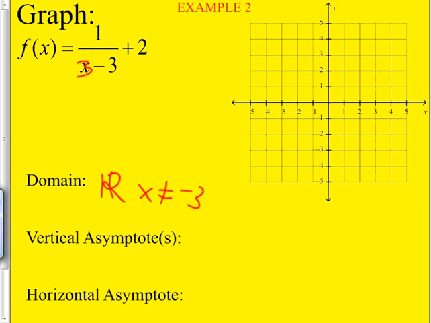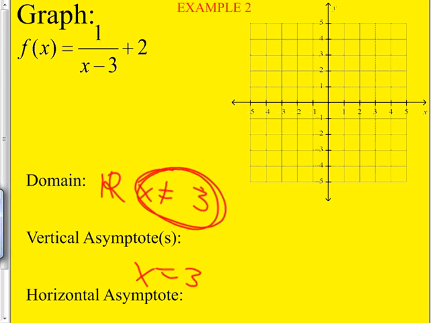Not -3, sorry, 3. Raise your hand if you had the domain right. Okay, good. The next part is the verticals. That 3, this is either a hole or it's an asymptote. So since there's nothing canceling it, it must be an asymptote. So it's x equals 3. Raise your hand if you had that one right.